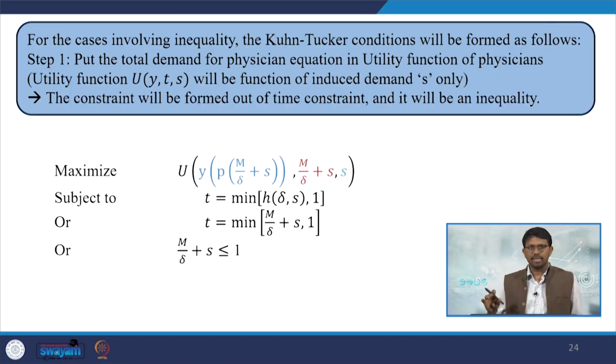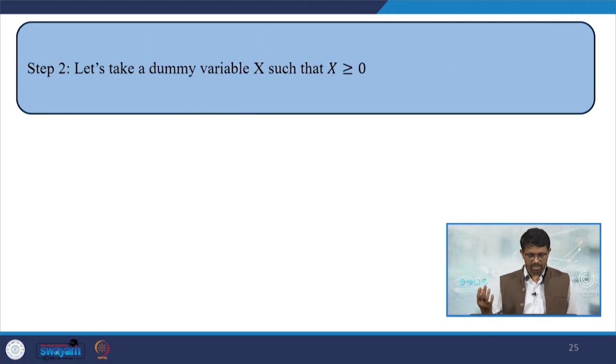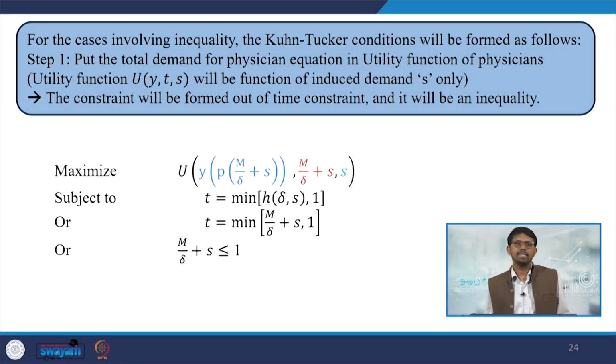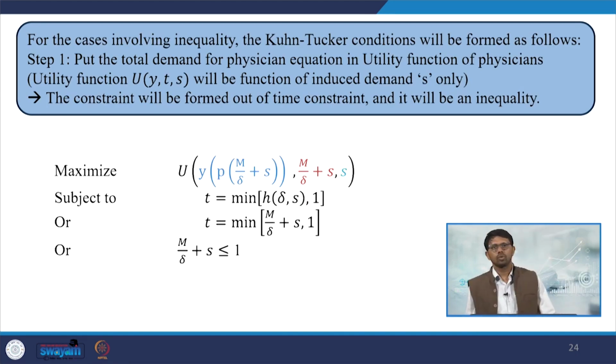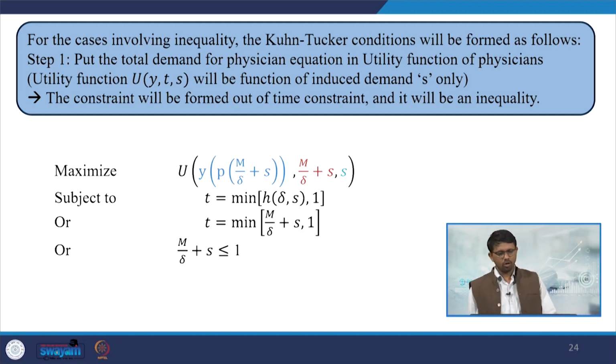I will just clarify these at this moment, then we may proceed to the next class and clarify in detail. For the cases involving inequality, the Kuhn-Tucker condition will be formed as follows, that is putting the total demand for physician equations in the utility function of physicians, that is U as a function of Y, T and S, that will be a function of induced demand S only.